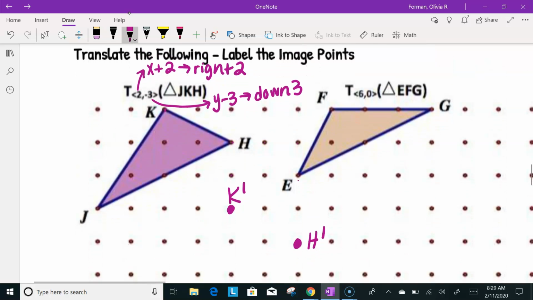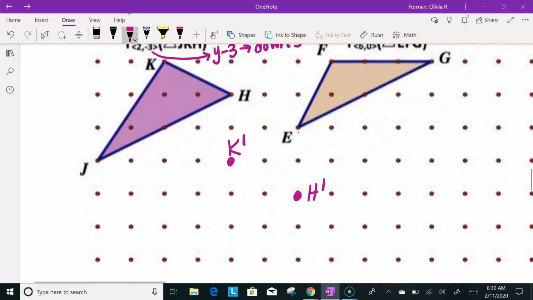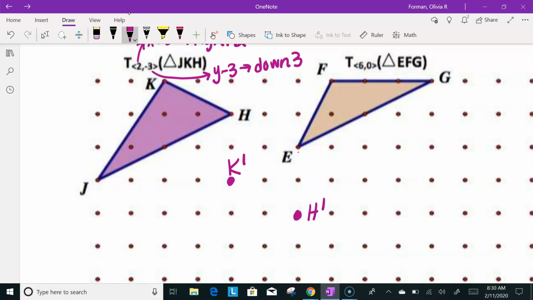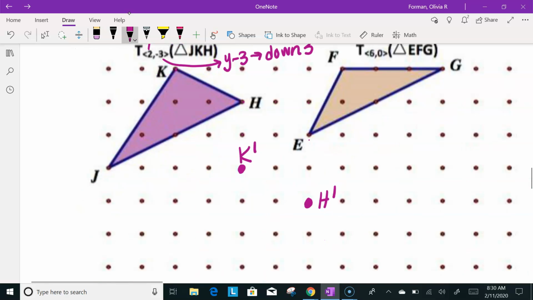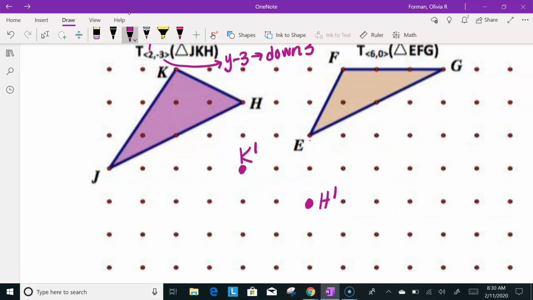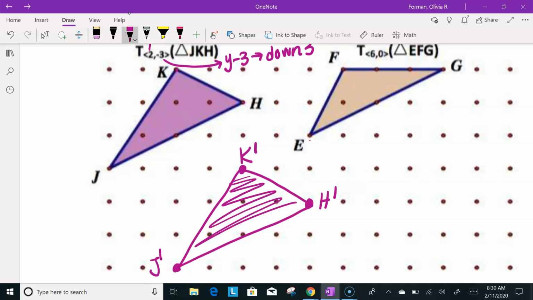Okay, going down 3 and going right 2. So start at J here. I think I just said that wrong, sorry. Starting at J, I'm going right 2 and I'm going down 3. 1, 2, 3. So you end up with that right there.